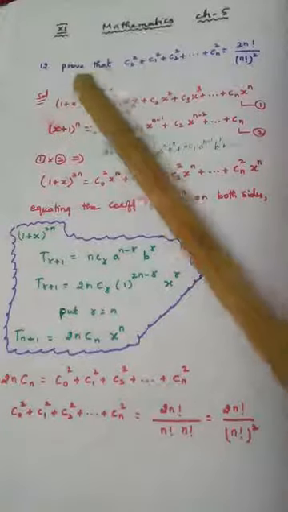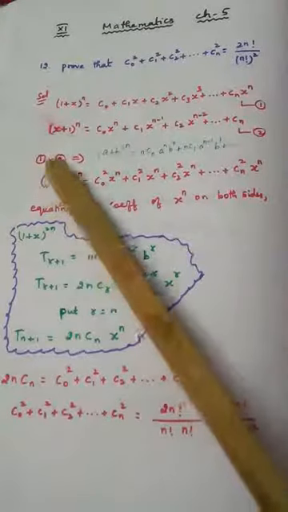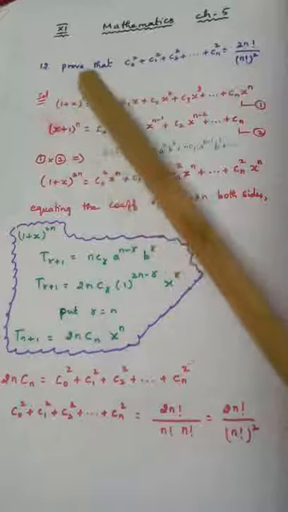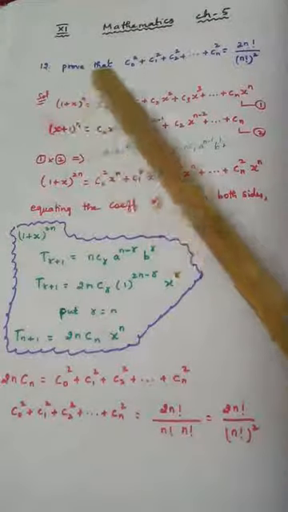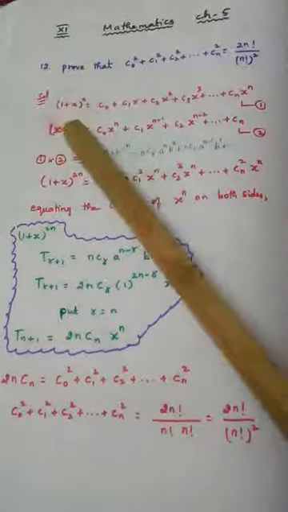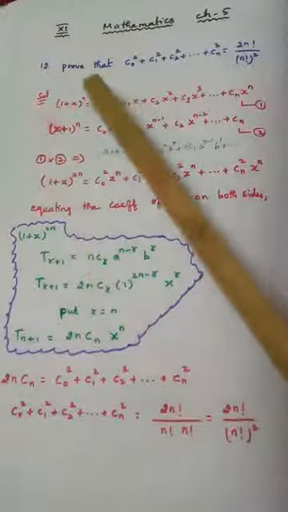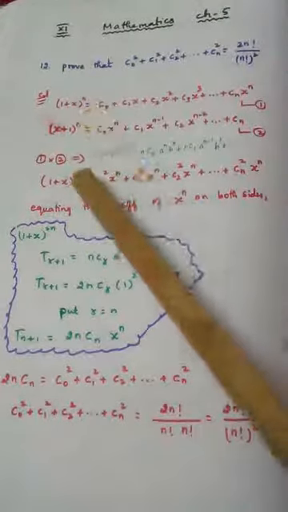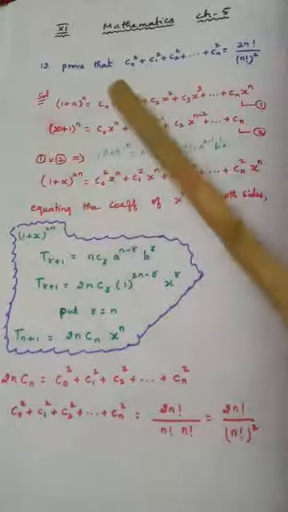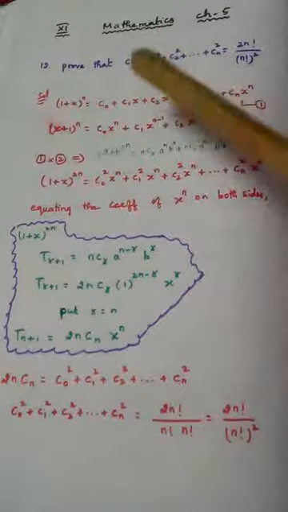Multiplying these two, 1 into 2. Don't confuse. I'm not adding 1 and 2 or subtracting 1 and 2. Multiplying 1 and 2. So what happens? If I multiply these two, this will become (1 plus x) whole power 2n, because the powers will get added. n plus n, 2n. How to multiply the right hand side?